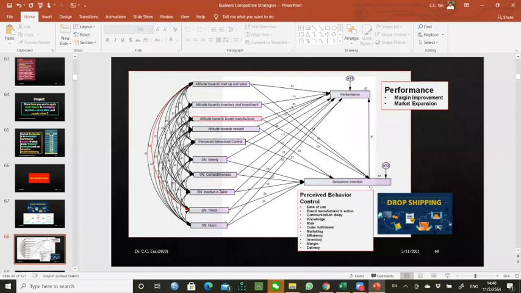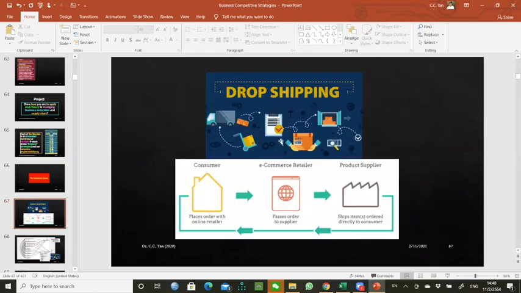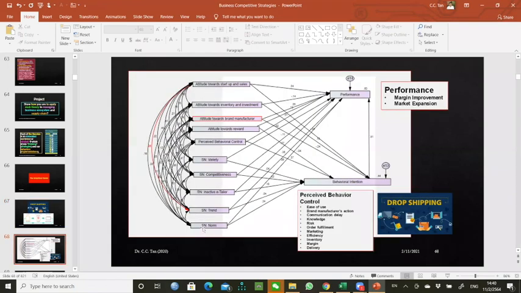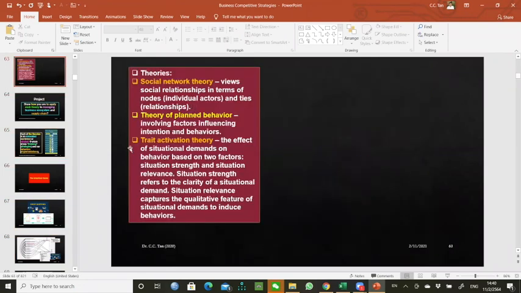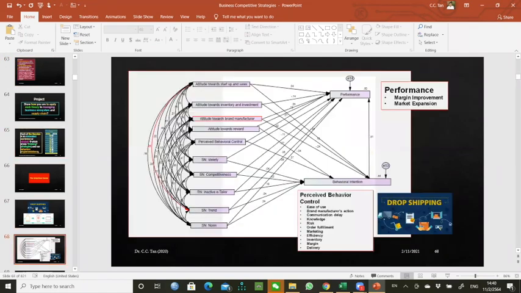So with drop shipping, whether a lot of companies intend to be a part of the drop shipping investments, entrepreneurship or whatever, really depends on their theory of planned behavior. So I need to create a situation, a platform, in such a way that I can motivate. So I'm a supplier, and I need to create a platform in such a way that everybody comes and becomes my dropshipper, so that they become my salesmen. So how do I do that? I can have a competitive strategy based on the theory of planned behavior, and drive the competitive strategies of the company.